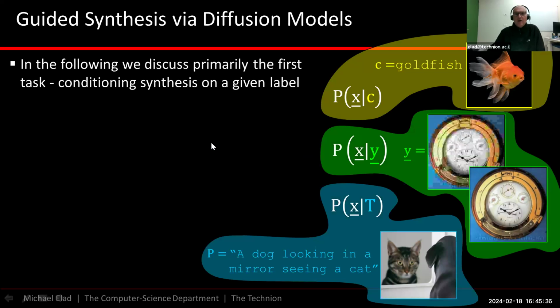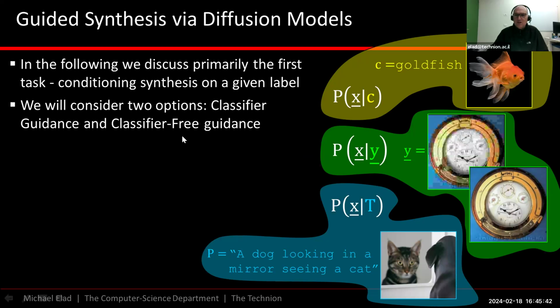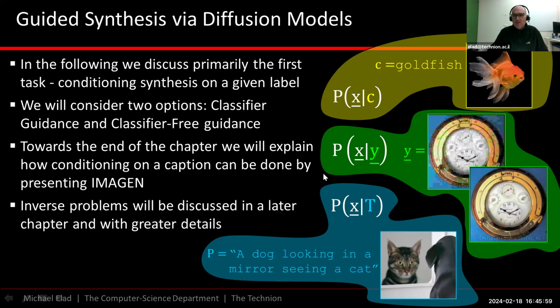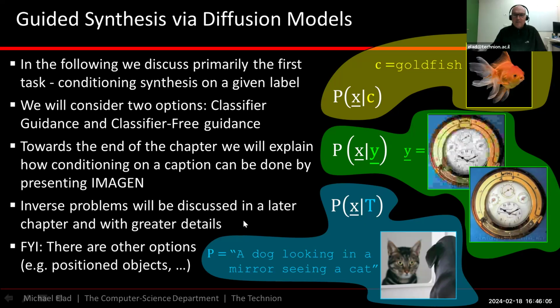Now, in the following, I'll discuss the concept of classifier guidance and then classifier-free guidance. Both are serving the first, this class story. And then we'll jump straight into the last portion where we condition things on prompt. I'll do it by describing the work of Imagen as an example. As I already said, inverse problems is a very wide topic. It deserves a chapter of its own, and therefore we will do it next week separately.